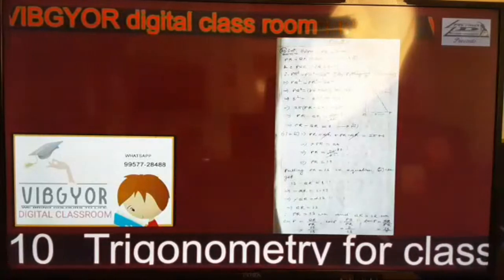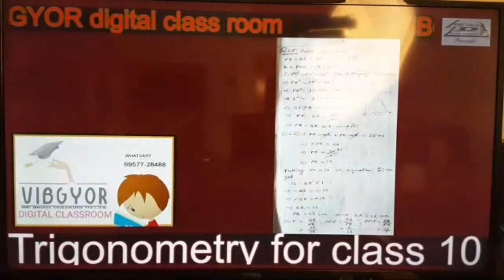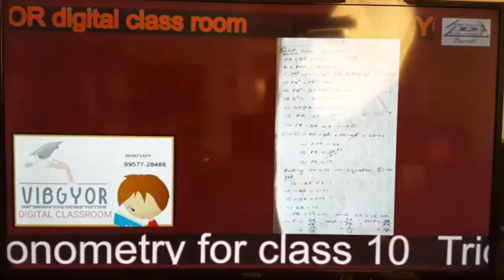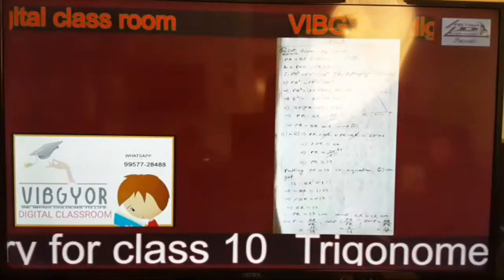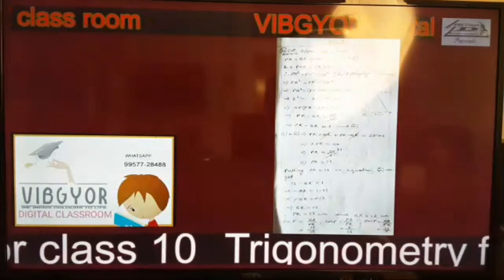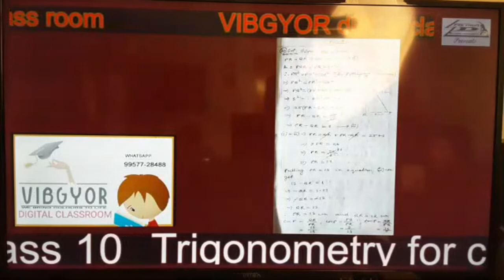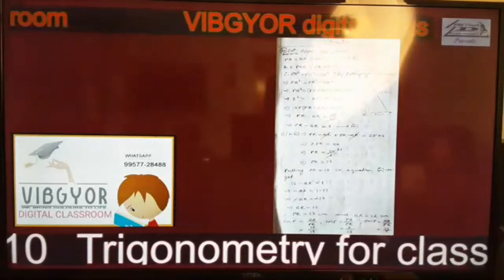Putting PR is equal to 13 in equation number 2, we get 13 minus QR is equal to 1. So minus QR is equal to 1 minus 13. So if from 1 we subtract 13, then we will get minus 12.